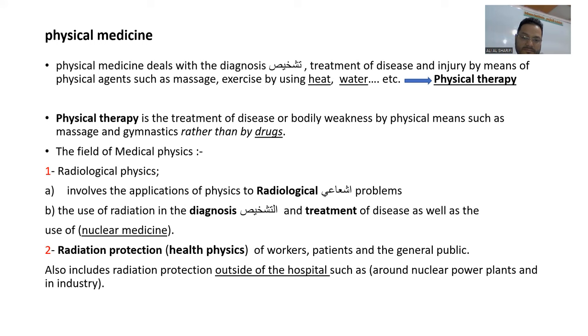Okay? And it's different from the first one, from branch A. At branch A, it's applications of physics to problems that come from radiology. But here we use this nuclear radiation to treat some problems. And after the first and the second branch, the last is radiation protection. What does that mean? Health physicists protect who? They protect the workers, the patients, and the general public.